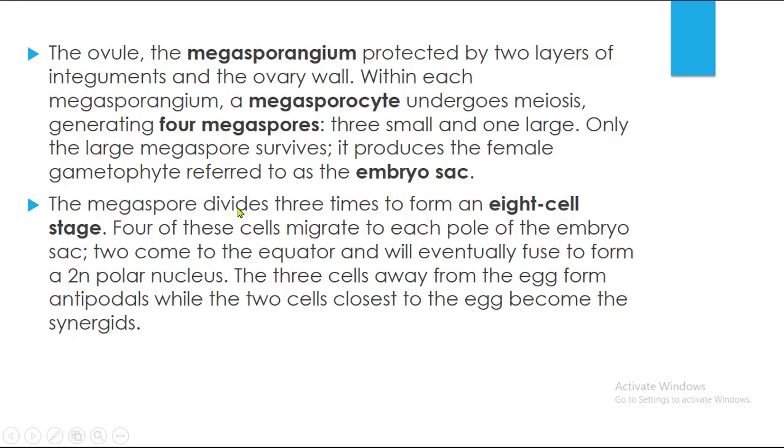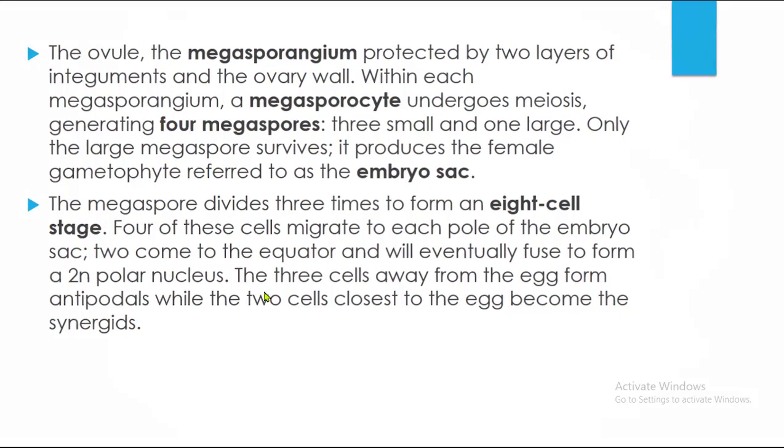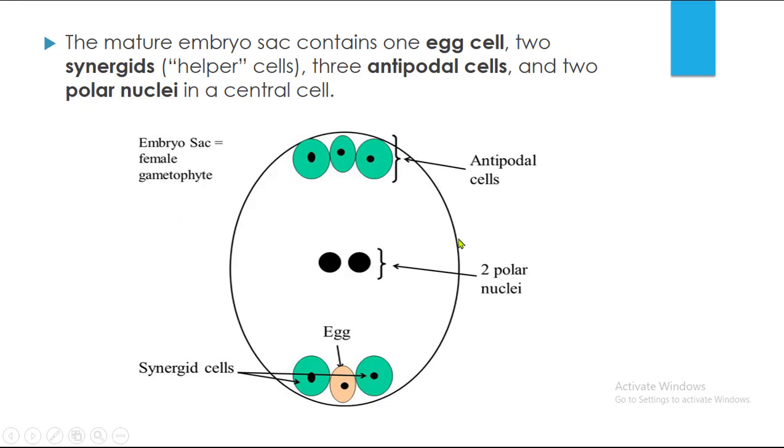Inside, that megaspore divides 3 times to form 8 cells. In this picture you can see the embryo sac, and inside the embryo sac the haploid cell undergoes mitotic division 3 times. Mitosis. When mitosis occurs 3 times, how many cells are expected? In the first division 2 cells, in the second division 4 cells, in the third division 8 cells.